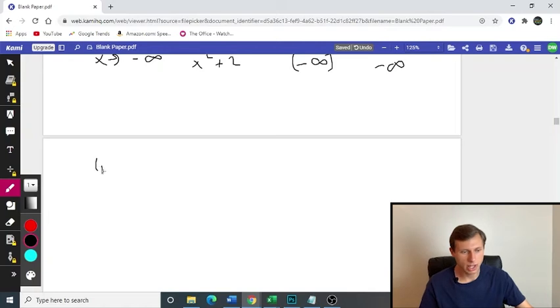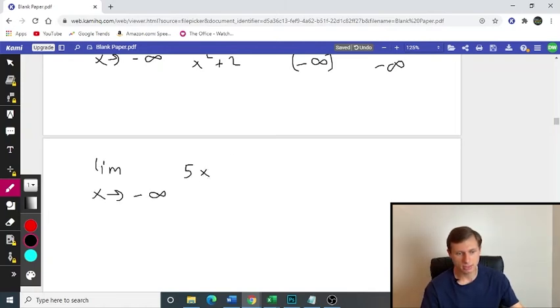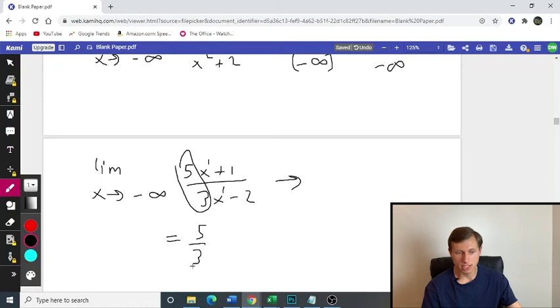What about the case where you have limit as x approaches negative infinity of 5x plus 1 over 3x minus 2? Okay, in this case, the degree of the numerator is equal to the degree of the denominator, which means the way we would solve it is by looking at the coefficients. The answer is going to be 5/3. I'm telling you that right now just by using the shortcut method.